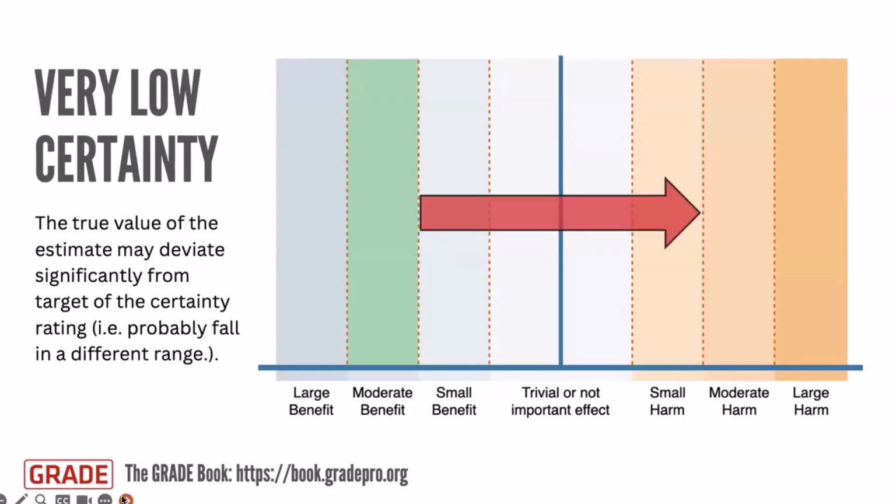And the consequence of very low certainty is that we really don't know. If we're rating our confidence in some moderate benefit, there are so many uncertainties that we really don't know whether the effect is moderate, or small, trivial, or even small harm. So you see, the farther away, or the more uncertainty we can see regarding our target of rating, the lower is the certainty of evidence. So in a way, this is consistent with the definition that the certainty of the evidence is the confidence that the true value is in a specific range.